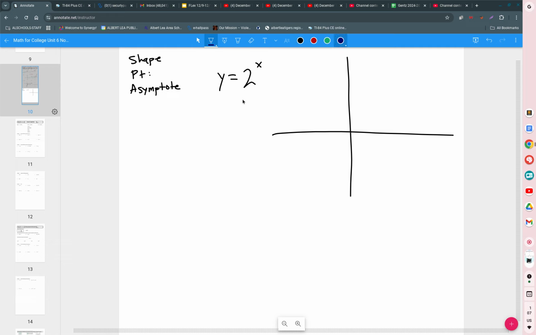Okay, here's what I want to see from you. That 2 to the x looks like this. It's going to go through 0, 1, and it has the asymptote right on the bottom. How do I know that it starts down and finishes up? What tells me that? The fact that I have a 2 there, not like a 1/2 or something like that, right? So the number is bigger than 1, so it starts down and finishes up. Okay.